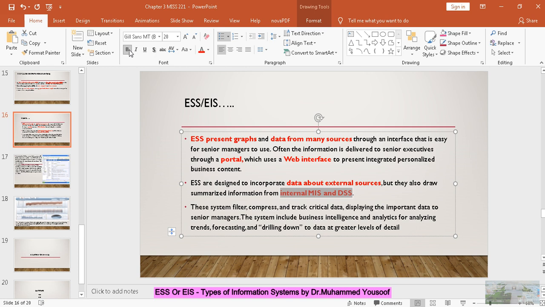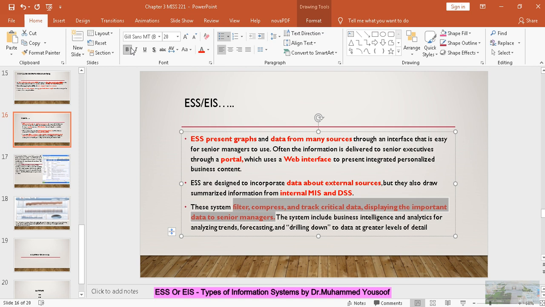Now, what actually will this system do? It will filter the data, compress and display the important data to the senior managers. As I told you, the senior managers or the top level executives are not interested to see whether one student, for example, there is a student called Ahmed in my class, did he attend the class or not? This is not the concern of the top level management. This is the concern of the worker in the organization who is at the low level.